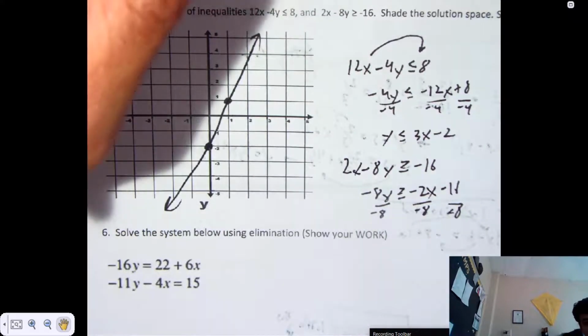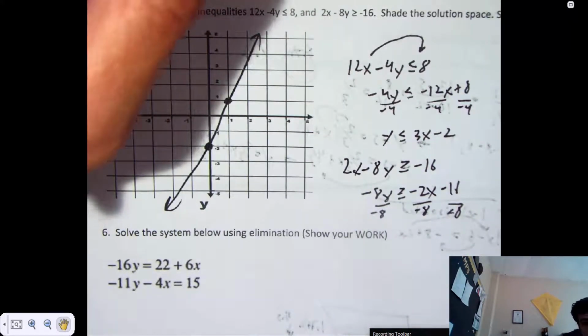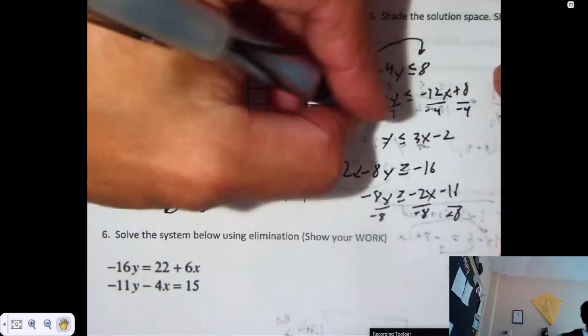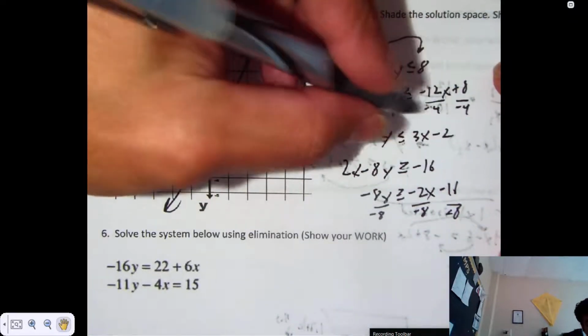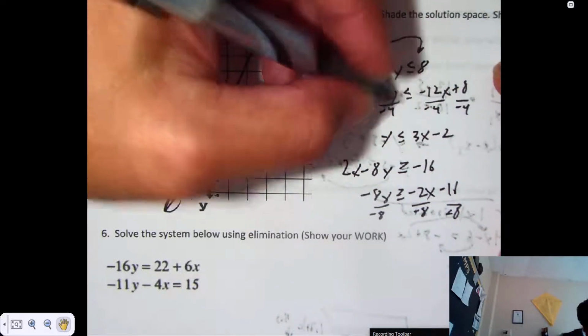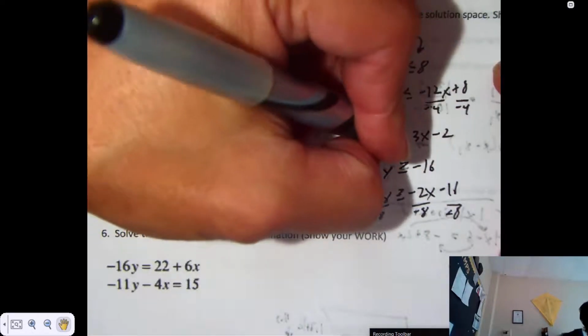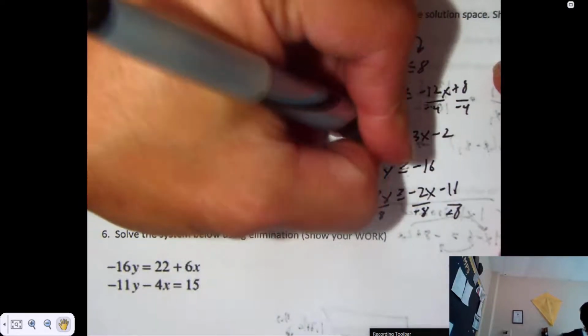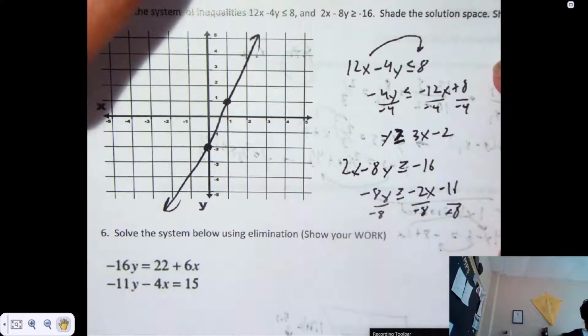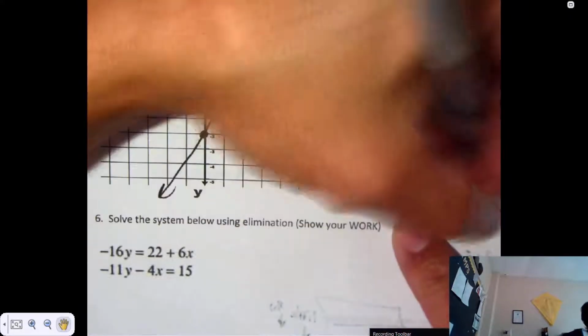Oh, I messed up, didn't I? Notice I divided by a negative 4 up here. Remember what that does to an inequality symbol? Flips it. That flips it. So I did mess up. Got to catch little things like that.